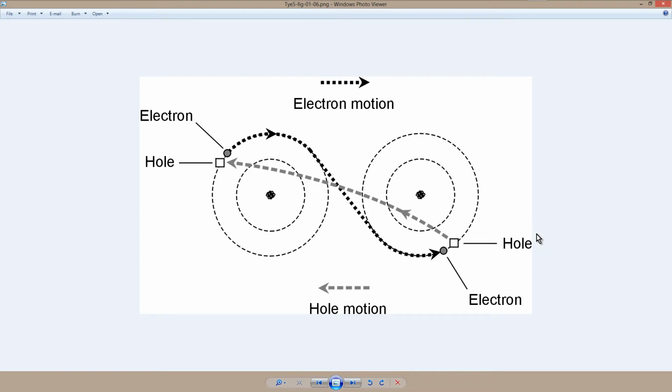And so if you hear the term hole in regards to semiconductor materials, you know that a hole is actually an electron vacancy, and as such, it has a positive charge in effect. So the negative charges in this diagram would flow from left to right. The positive charge would flow, in quotes, from right to left. So that is how hole motion works.